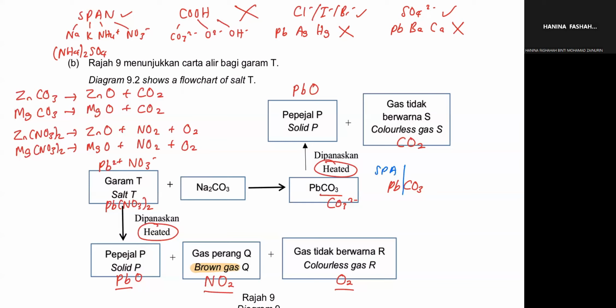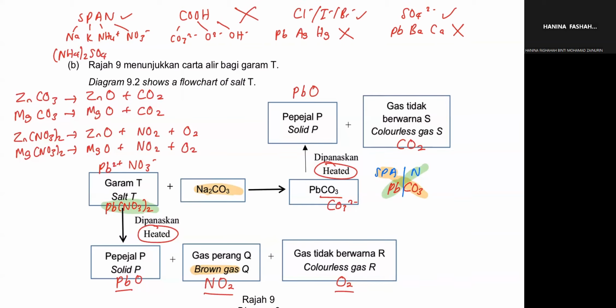Here, to prepare PbCO3, they have given sodium carbonate. One more is salt T, so you can use Pb nitrate exactly. Sometimes you could use either Cl or SO4, but I recommend you don't. In this case it actually cannot be used. Why? PbCl2 is insoluble, PbSO4 is insoluble. So you cannot use this method.